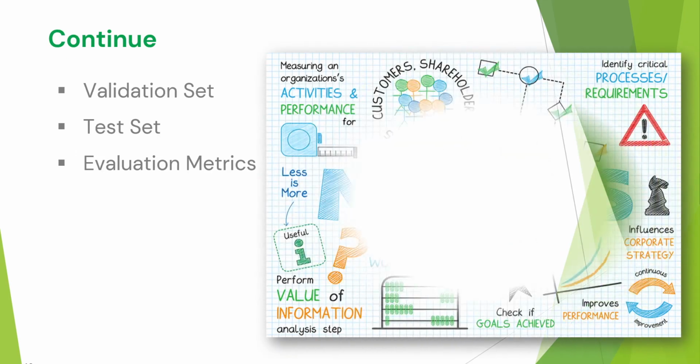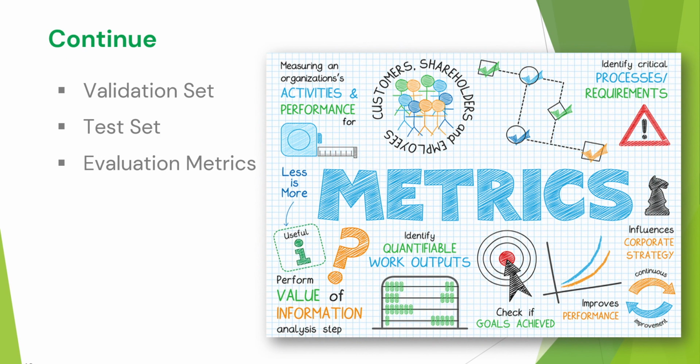Next comes the validation set, which is a subset of the data used to evaluate the model's performance during training. Its main purpose is to tune hyperparameters and to prevent overfitting. Test set is a subset of the data used to evaluate the final performance of the model after training, and its purpose is to assess the model's generalization ability on unseen data.